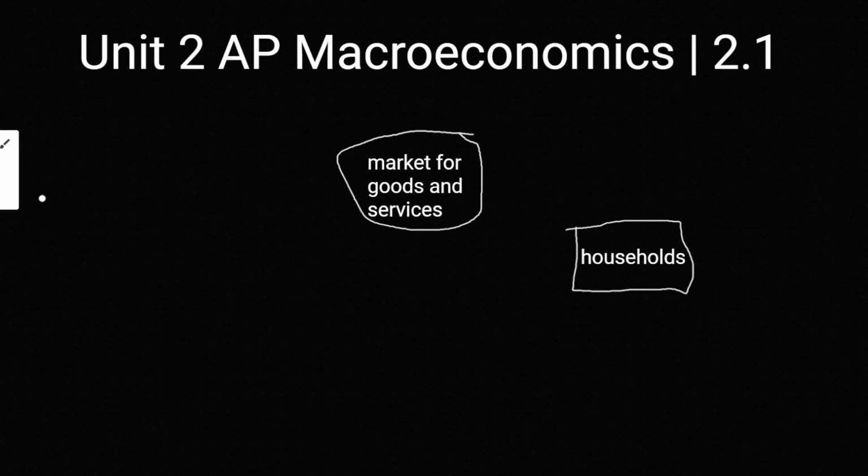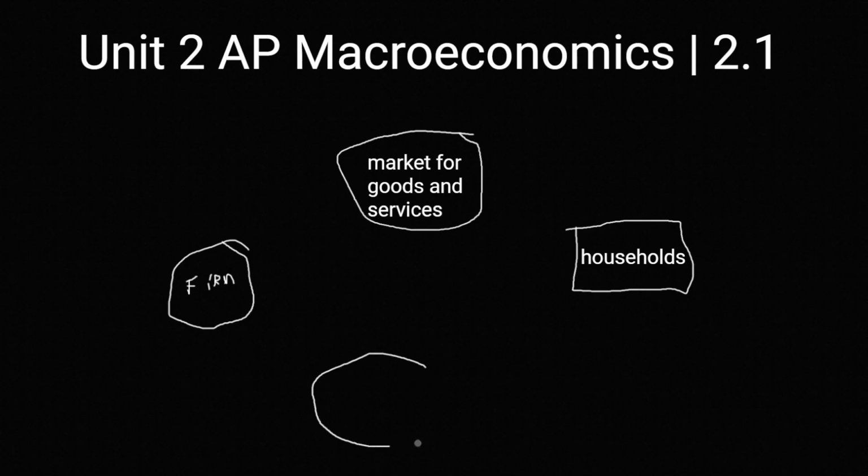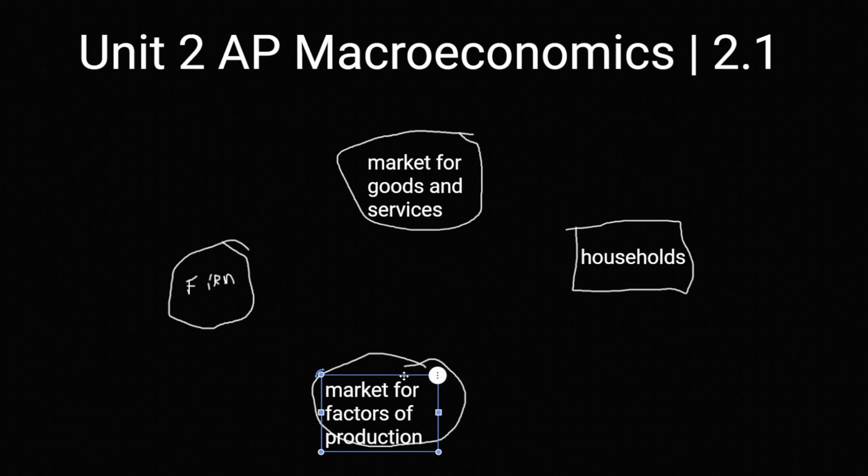Next, we have firms, which is similar, but it's essentially an organization. So this would be like College Board or McDonald's or whatever. That is a specific example of a firm. And then we have our market for factors of production down here. Market for factors of production. I can spell. Look at me passing kindergarten.